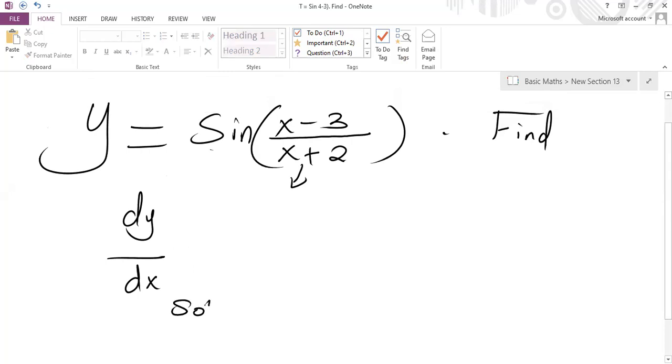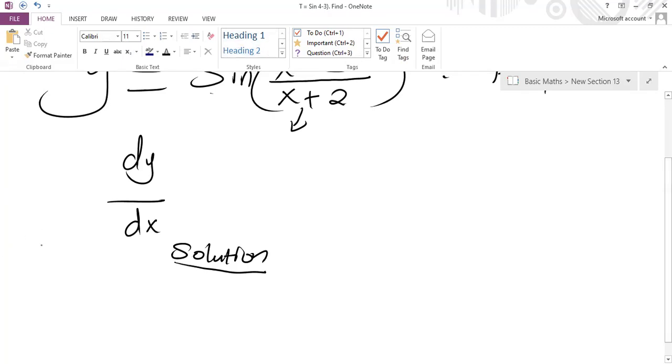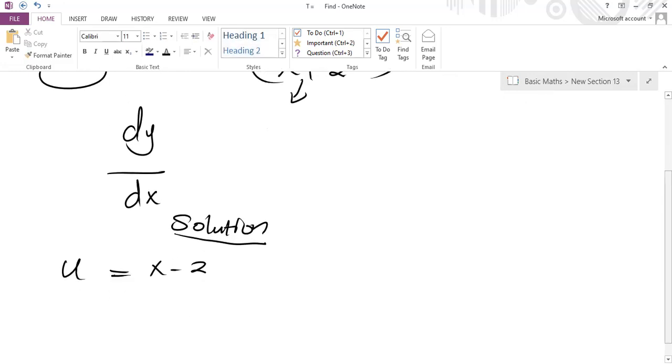So using chain rule, the solution, we're going to let that which is inside the bracket be our u. So I'm going to have my u being equal to x minus 3 over x plus 2. Then I'll go ahead and find my du dx.